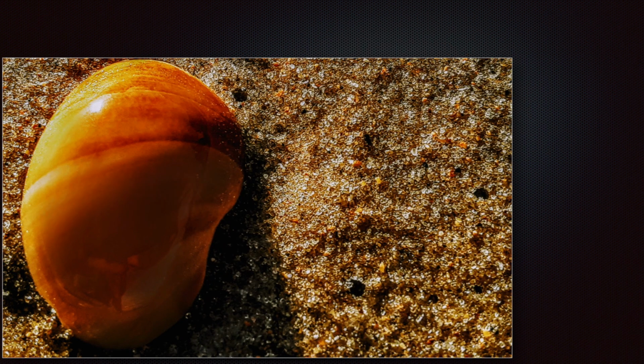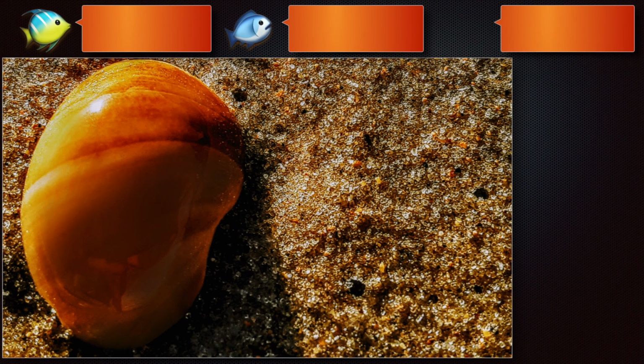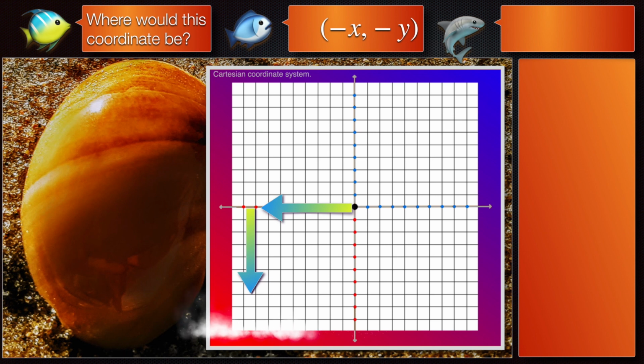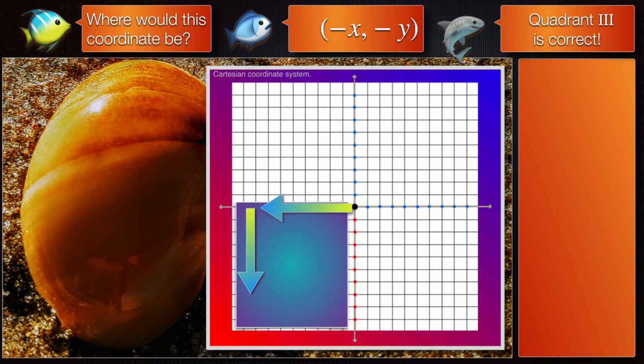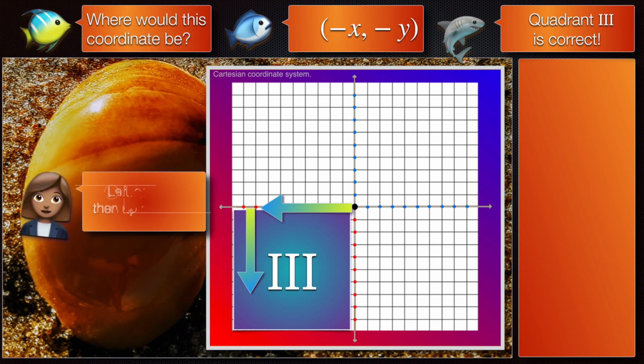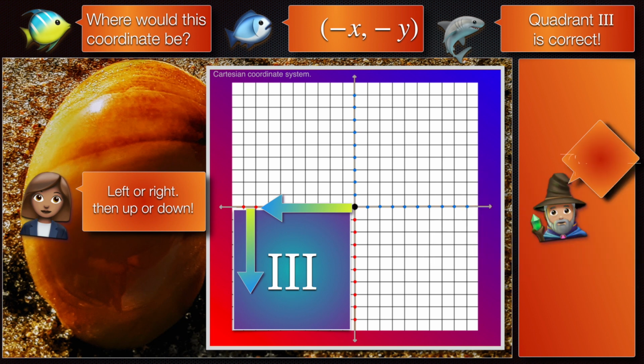So one or two more, just to make sure you get this. Obviously, you can re-watch if you don't quite get it yet, but negative X, negative Y, so left first, and then down, and that's definitely in quadrant 3. Left or right, then up or down, every time. X first, Y second. And that is correct.